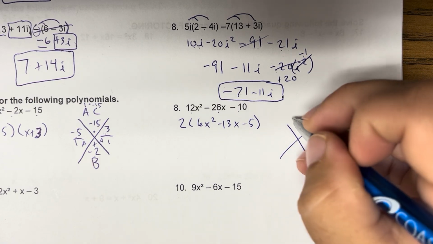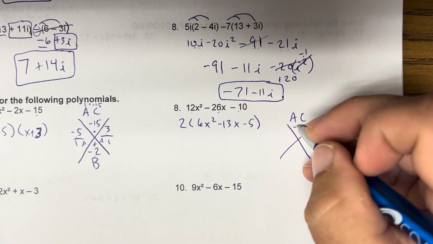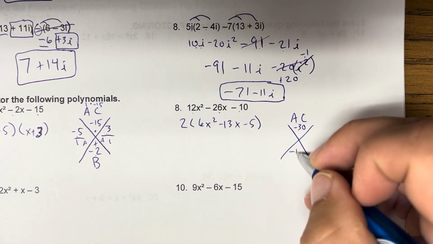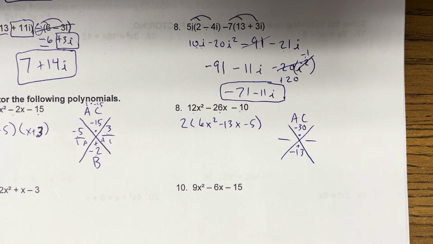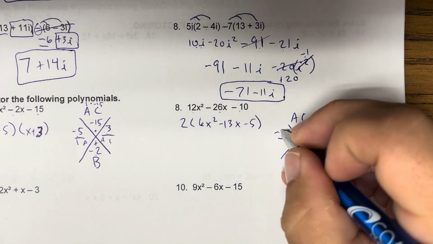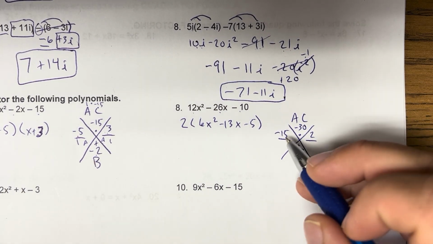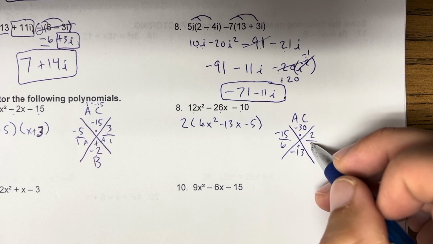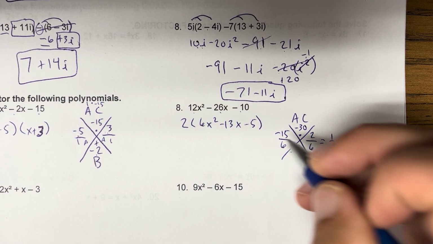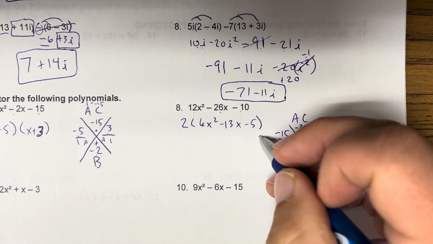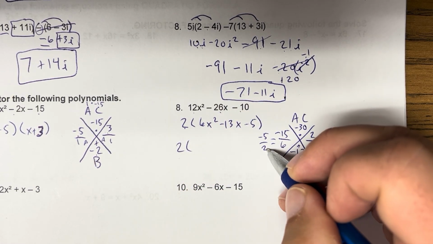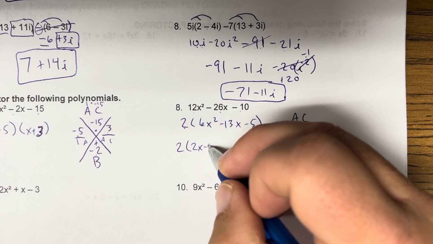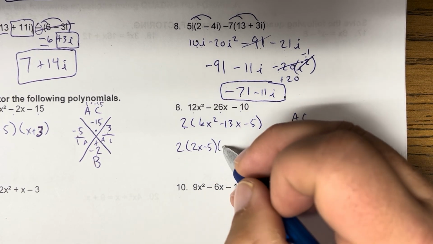And so on top is going to be a times c, which is 6 times negative 5, that's going to be negative 30. On bottom is negative 13. I try and think what two numbers multiply to negative 30. Those same two numbers add to negative 13. This is going to be negative 15 and positive 2. And we'll divide by my a, which is 6. So this becomes 1/3. This one we can divide by 3 to get negative 5/2. I'm going to drop down my GCF in the front, and then I've got 2x minus 5 and 3x plus 1.